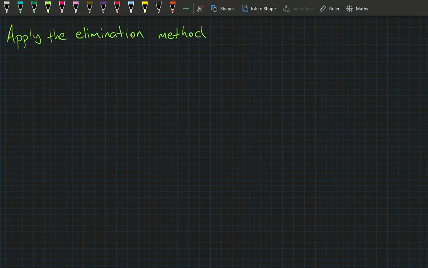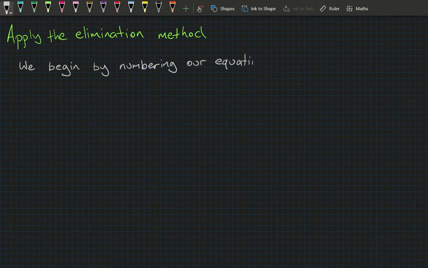Okay, in this section we're going to actually apply the elimination method. And as I stated in the introduction, we just use fact 1 and fact 2 as needed. Okay, so let me explain exactly how we use them now. So first off, we number our equations 1 and 2.